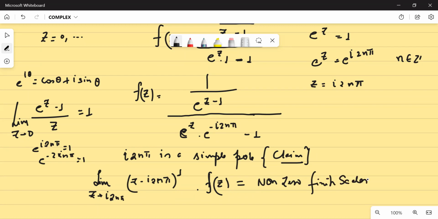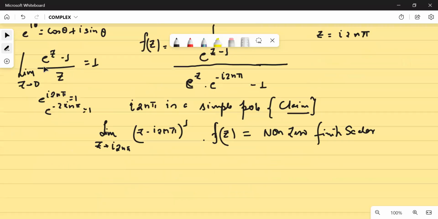So if I'm saying z equal to iota 2n pi is a simple pole, then I'm supposed to do this kind of operation, and this kind of limit should come out as a non-zero finite scalar. You might now be able to understand why I wrote this particular thing, or why I made this kind of maneuvering while doing all these things.